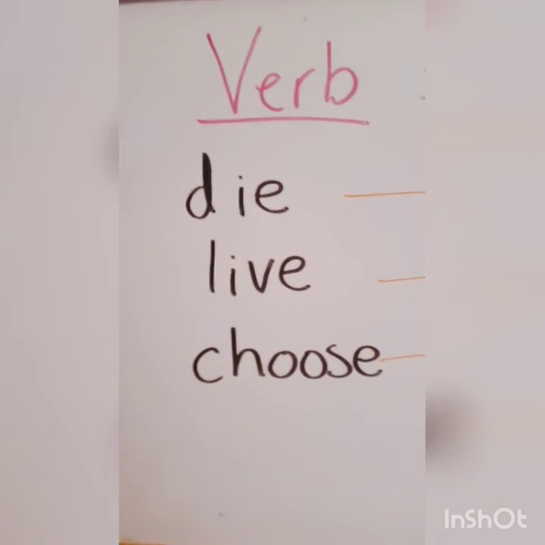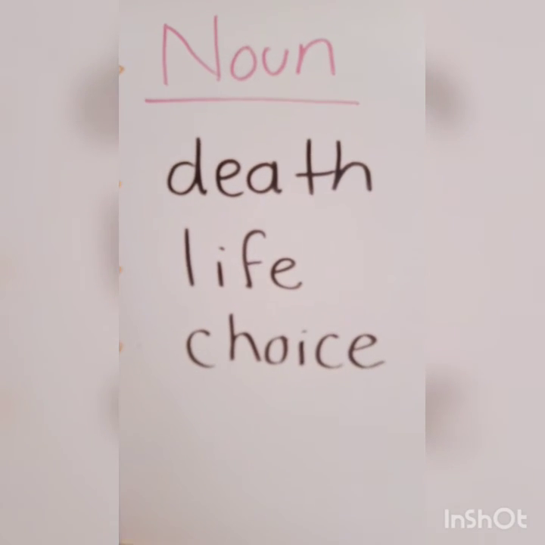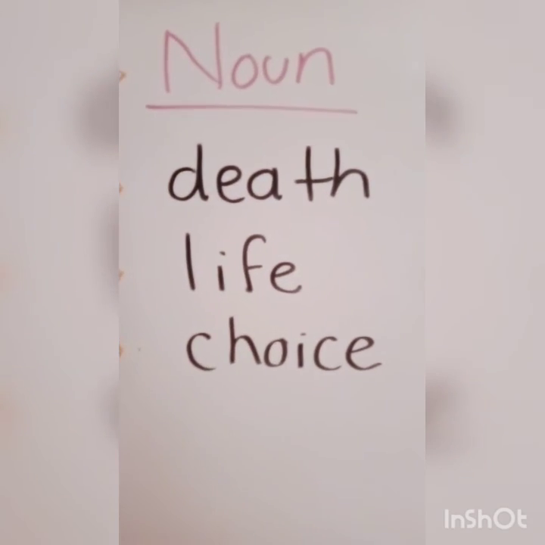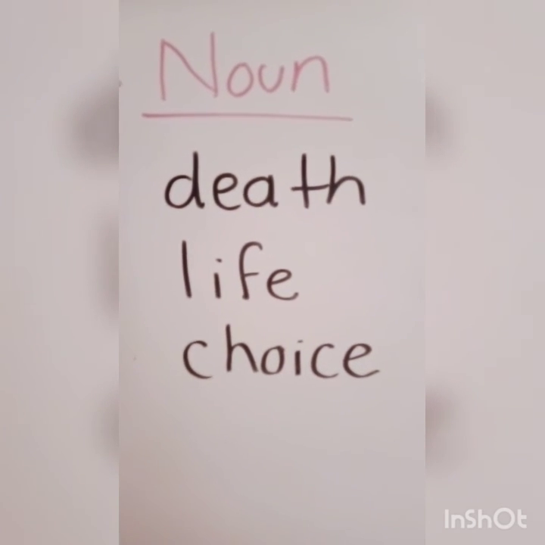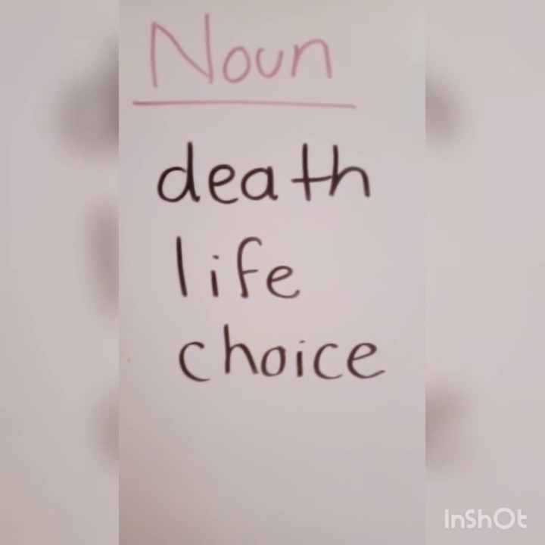Okay, time's up. Let's see how you did. So, for die, the noun would be death. For live, the noun would be life, as in vida. And choose, escoger, would be choice, elección.